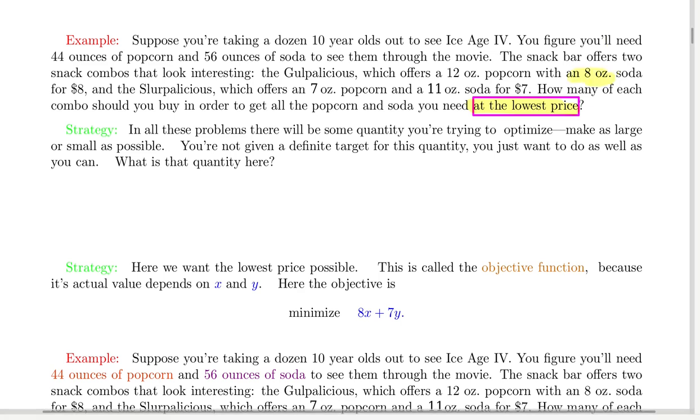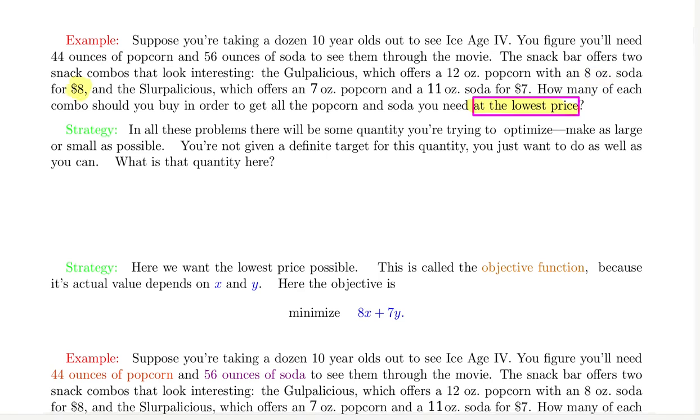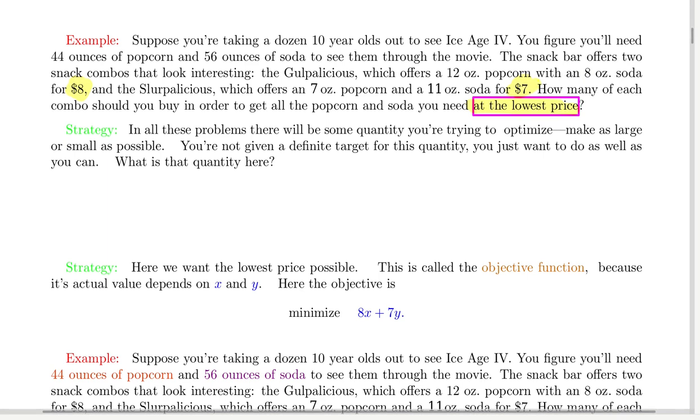We know that the Gulpalicious costs $8, and the Slurpalicious costs $7. So the total price is going to be 8x, 8 times the number of Gulpalicious packs, plus 7 times y, the number of Slurpalicious packs. So the total cost is 8x plus 7y, and we're trying to minimize that. So we include the word minimize as part of clarifying what the objective is. This is the objective function, and we specify whether we're maximizing or minimizing.